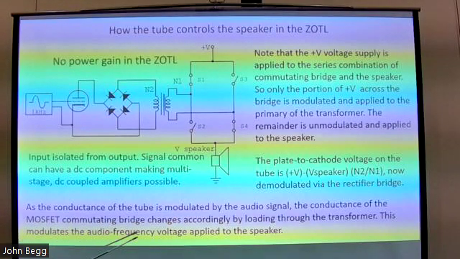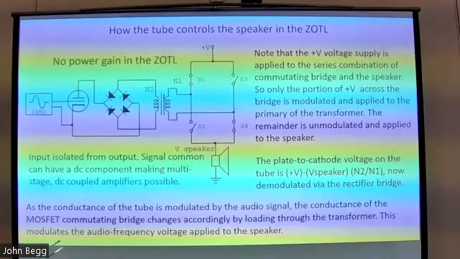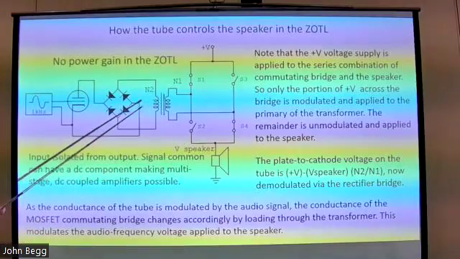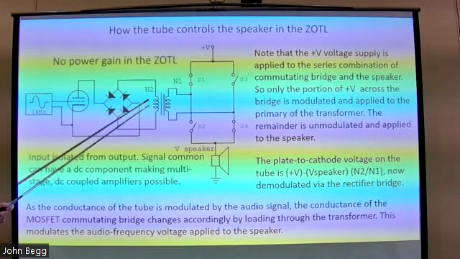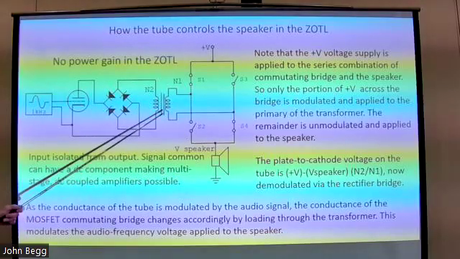So the conductance of the tube is modulated by the audio signal, and the conductance of the MOSFET commutating bridge changes accordingly by loading through the transformer. This modulates the audio frequency voltage applied to the speaker. So as you're modulating the impedance of the tube, it's in turn modulating the impedance of this MOSFET bridge. And so when the tube turns on harder and drops, it gets a lower plate to cathode voltage, it lowers the impedance of the MOSFET bridge.